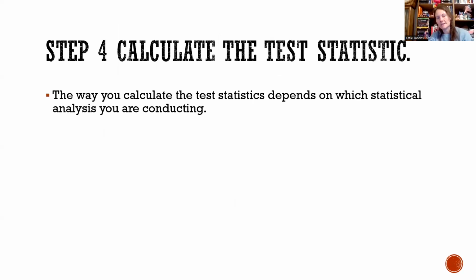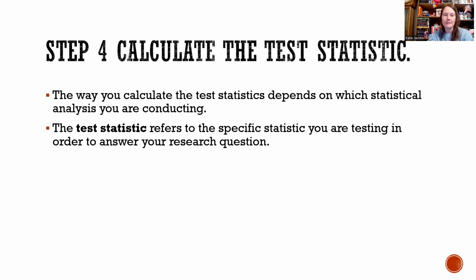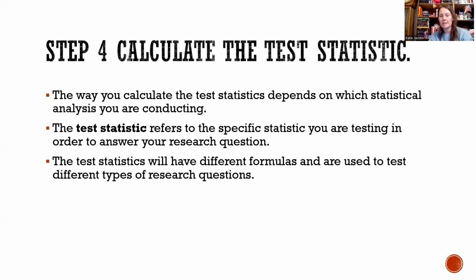Step 4, we're going to calculate the test statistic. The way that we calculate a test statistic depends on which analysis we're conducting. Each statistical analysis will have a different formula, and you'll plug your data set into this formula to calculate this test statistic that will represent your data set. So the test statistic refers to the specific statistic you are testing in order to answer your research question. Again, the test statistics will have different formulas and are used to test different types of research questions.